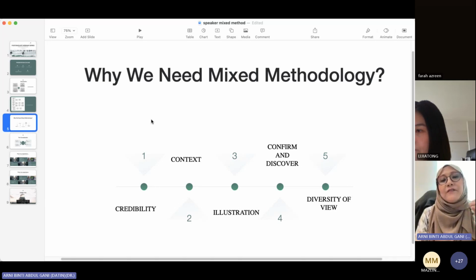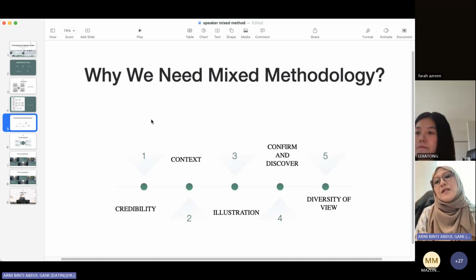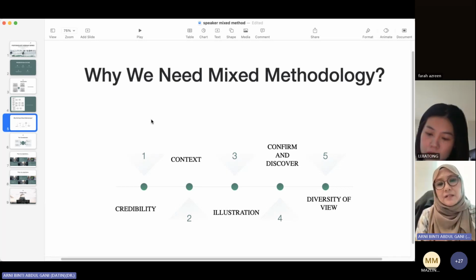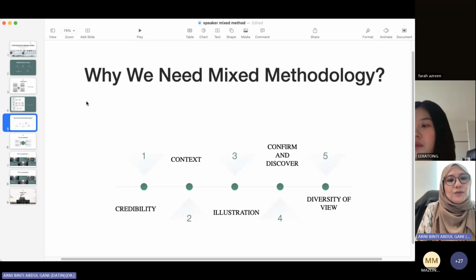Because you need to have different views, you can't have just one respondent. You may have multiple groups of respondents, right? So there's a possibility that you probably need to have mixed methodology. All right, so let's move on to the next one.